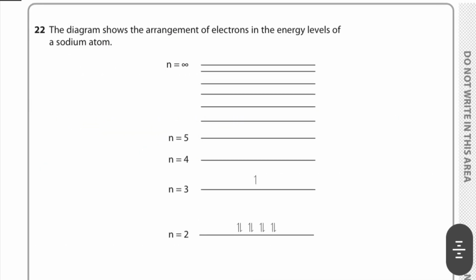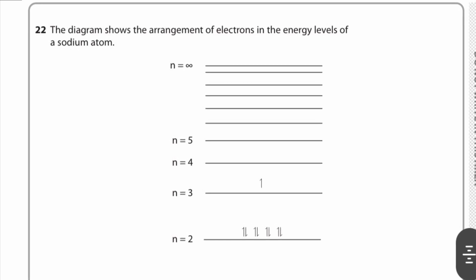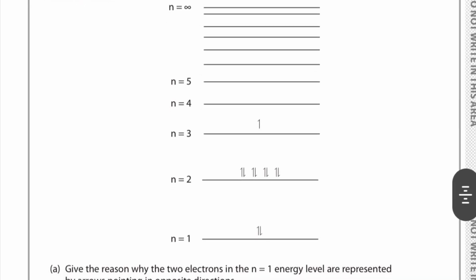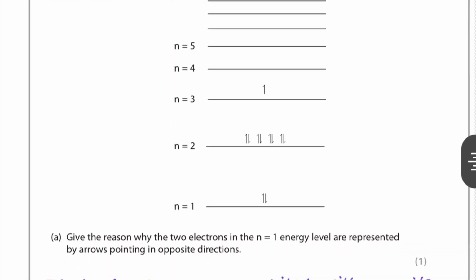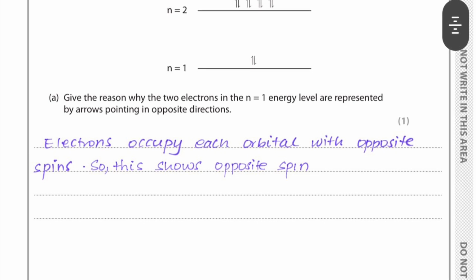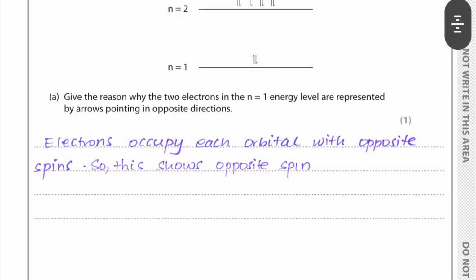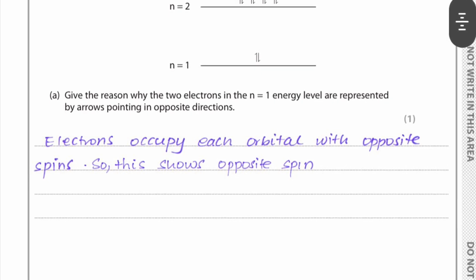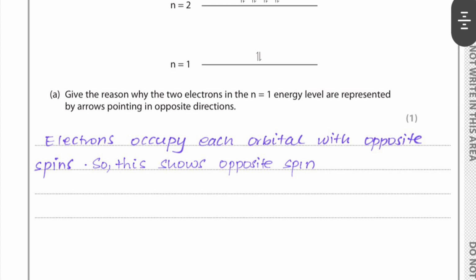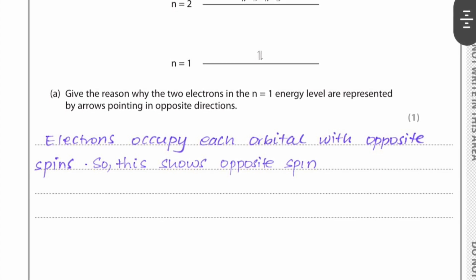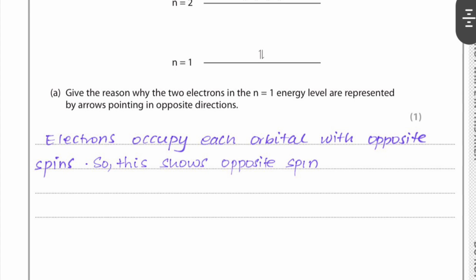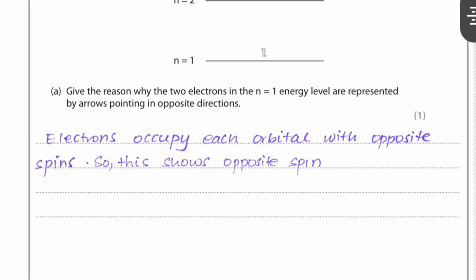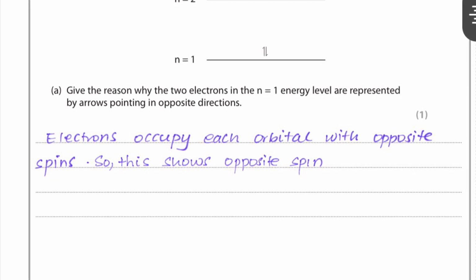Question 22. The diagram shows the arrangement of electrons in the energy levels of a sodium atom. So here we see the arrangements of energy levels. Then they say, give the reason why the 2 electrons in the n equals 1 energy level are represented by arrows pointing in opposite directions. So electrons always occupy orbitals in pairs, but they can't both have the same spin. That's just a basic rule of quantum mechanics called the Pauli exclusion principle. One electron spins up and the other spins down, which is why the arrows are shown pointing in opposite directions.